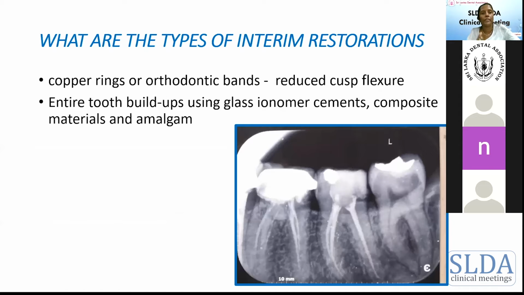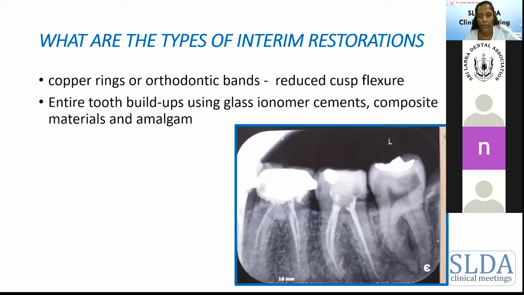So what are the types of interim restorations? Copper rings or orthodontic bands, which reduce the cusp flexure, and you can build up the entire tooth with glass ionomer cement and composite materials, or amalgam.